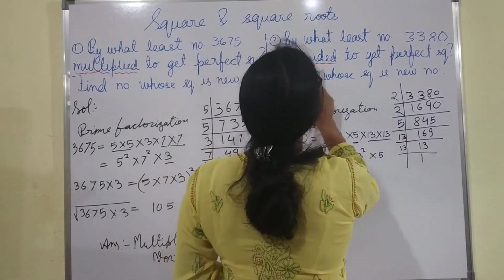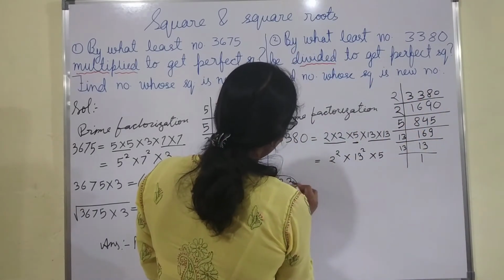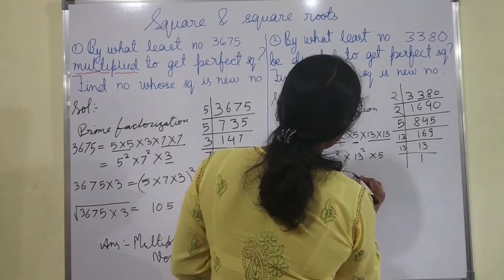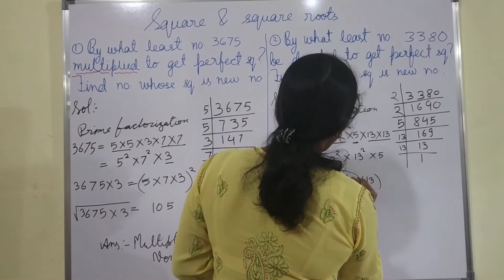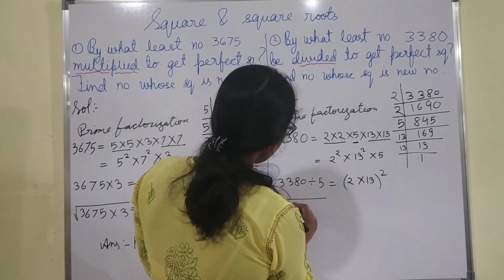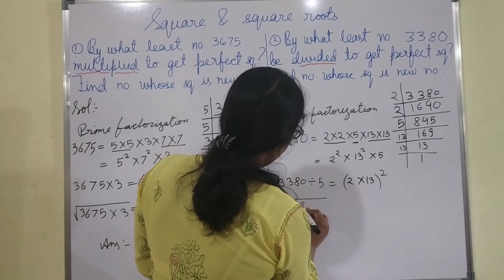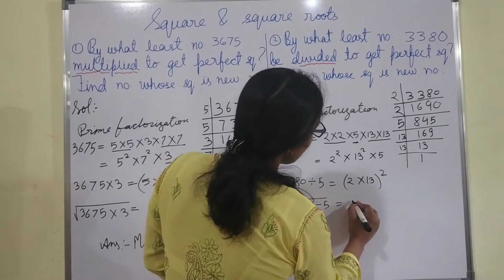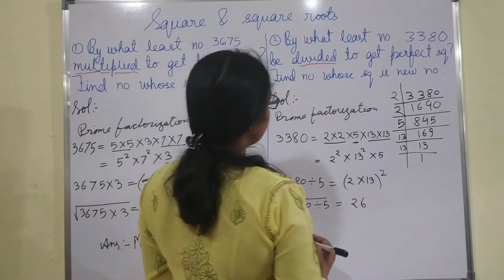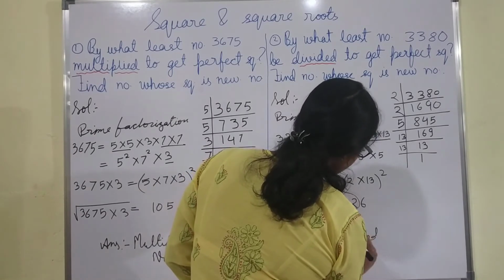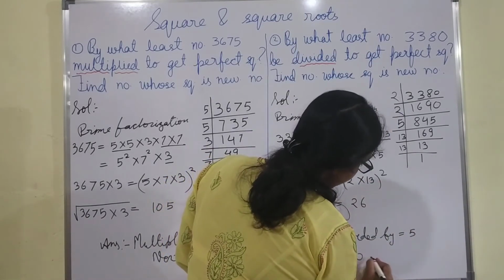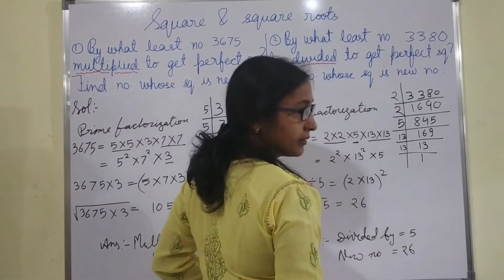Now the second question is: find the number whose square is the new number. So 3380 divided by 5 gives 2 into 13 whole square. So the square root of this will be 3380 divided by 5 equals 26. So our answer: the first answer, the number divided by, is 5, and the new number is 26.